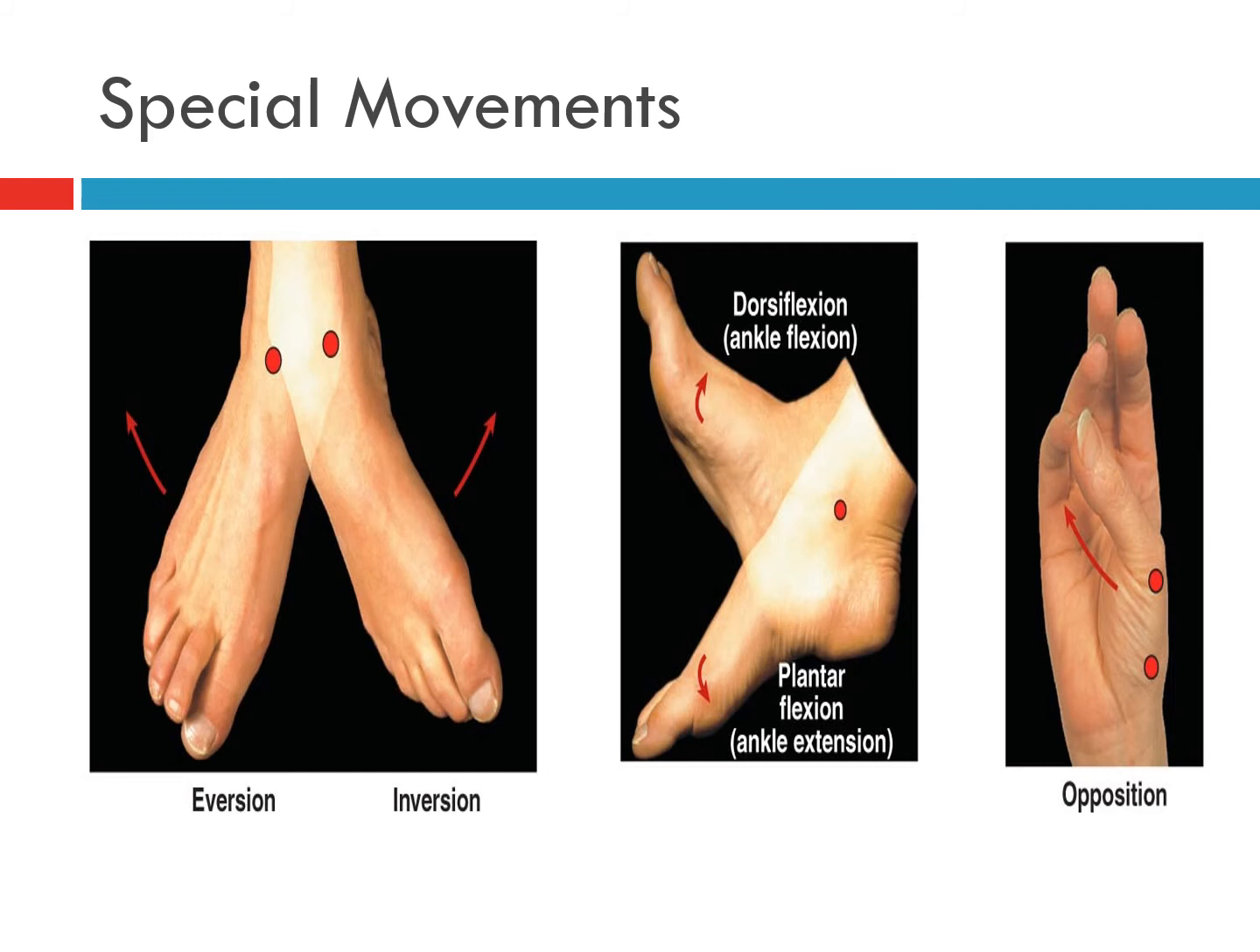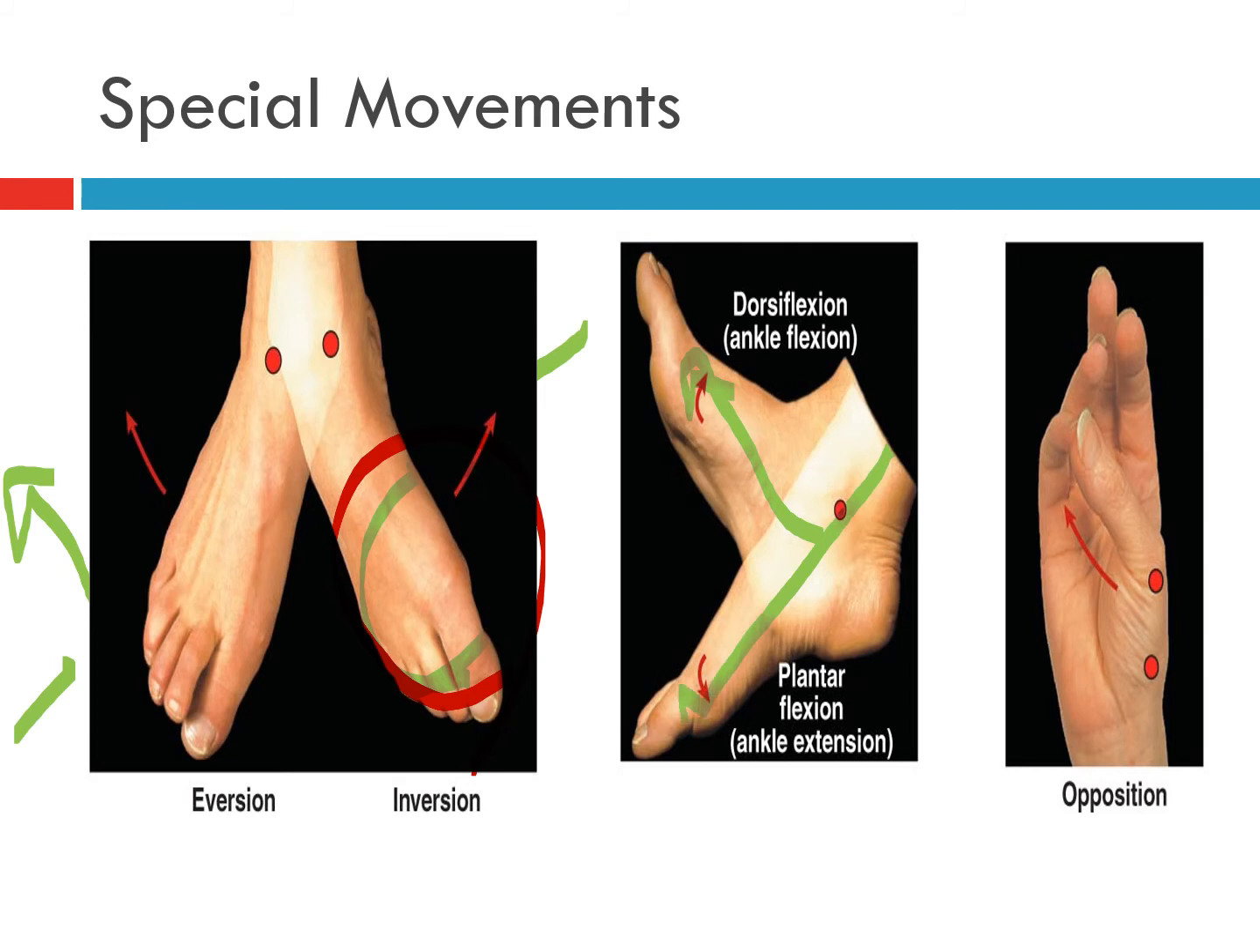So here are some pictures of those. Inversion, you can see here, I wonder if I did that in green. Yeah, black just doesn't show up well. But with inversion on this side, you can see that the sole of the foot is pointing sort of up, medial and up. Eversion, the sole of the foot is pointing outward. Dorsiflexion, your foot is coming upward. Plantar flexion, you're pointing your toes like a ballerina. Opposition, you're bringing your thumb and your finger together. Reposition, you would be bringing them back apart.